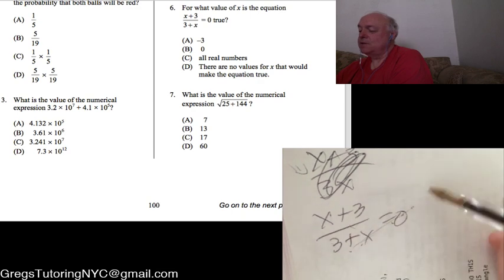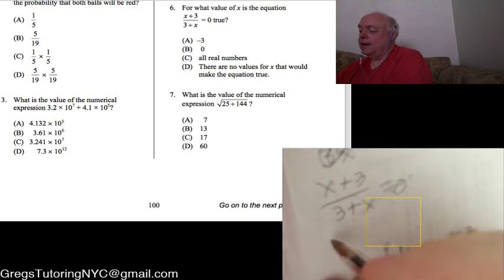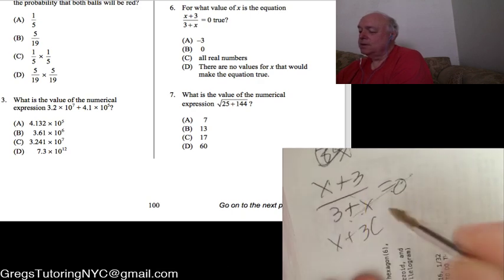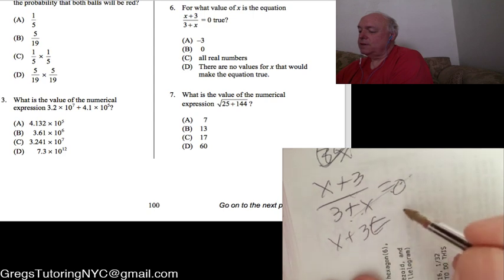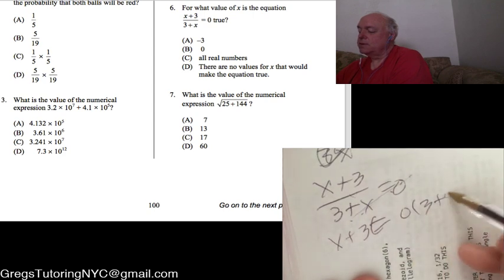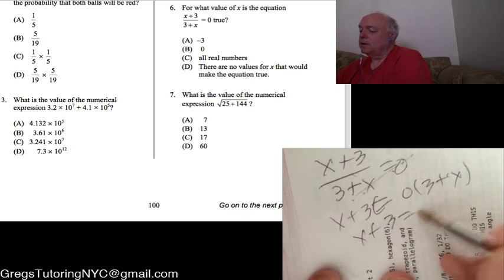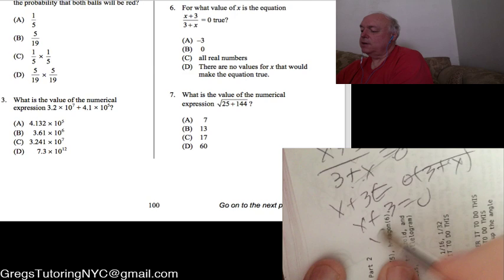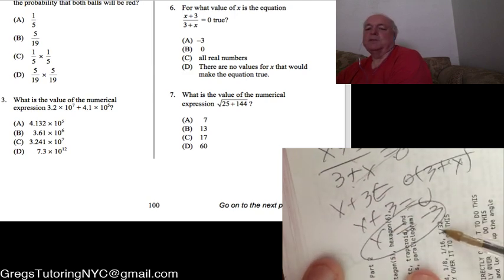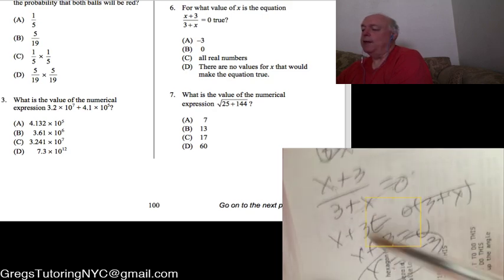So this times this, so we get x plus 3 equals 0 times (3 plus x). And that transpires into x plus 3 equals 0, right? And then we get x equals minus 3. All right, so that seems to make sense, right? We did the algebra correctly. There's no problem with that.